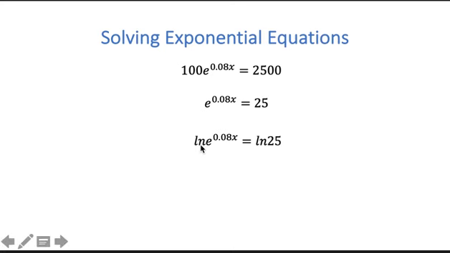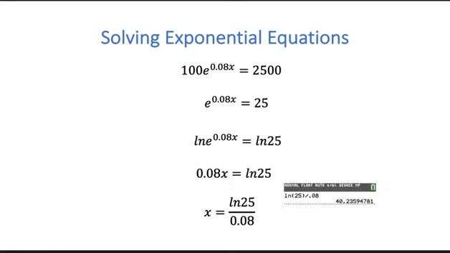And I can use that log base property, right? Remember, the log base e of e to this power is going to be equal to 0.08x. And that's all equal to the natural log of 25. To get x by itself, I'm going to divide by 0.08. Exact answer is here, and the approximate answer is 40.236.